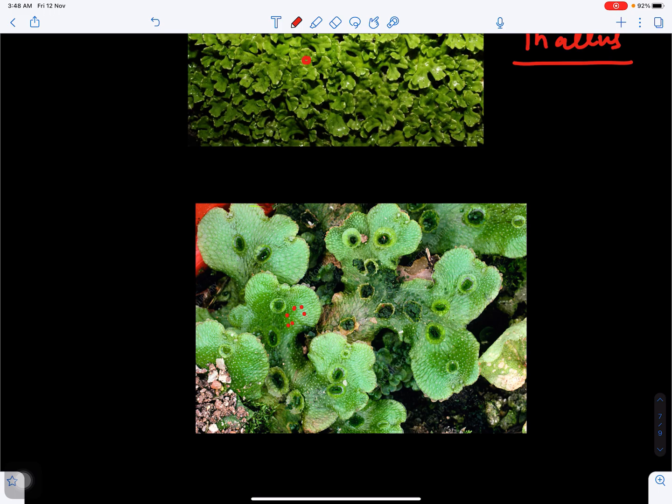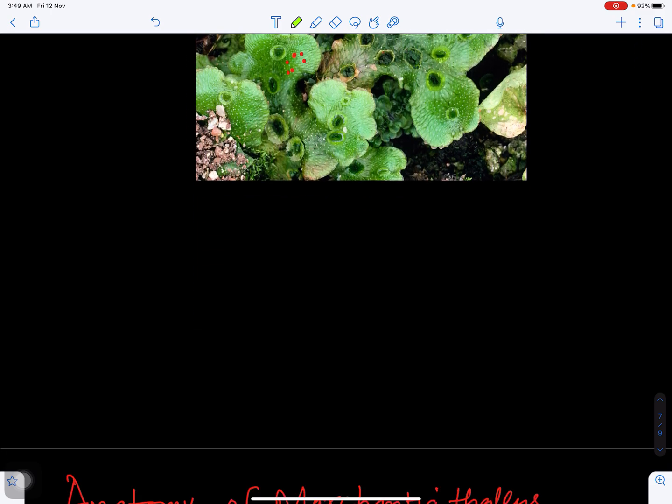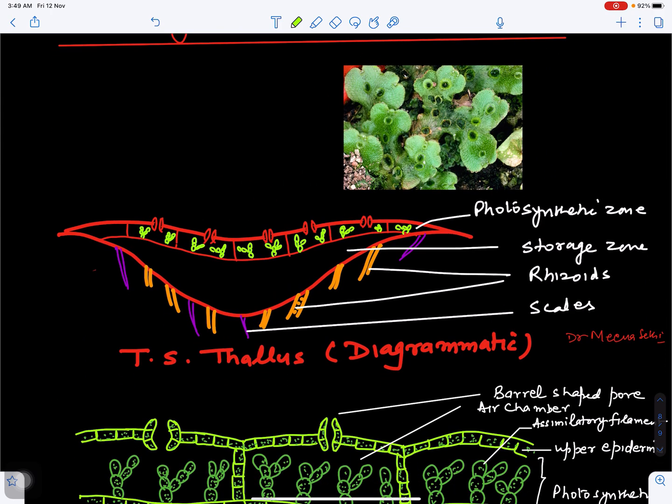Now if we cut a section of the Marchantia thallus and see it under the microscope, that will depict its anatomy, that is, internal structure. So what is the internal structure of Marchantia? This we'll discuss in this video. Now this is the diagrammatic sketch of the anatomy of Marchantia. A diagrammatic sketch is when we depict just the outline of the anatomy.